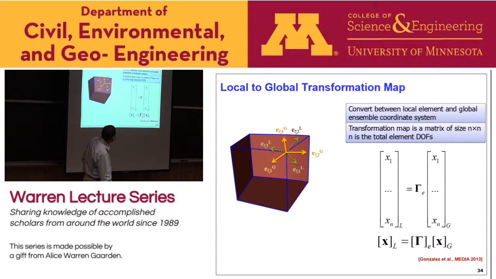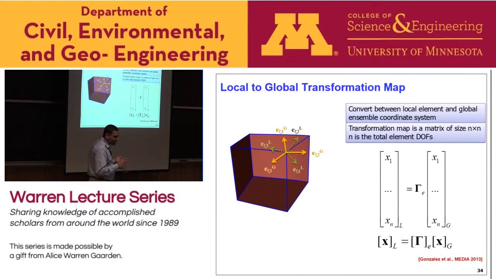So essentially all degrees of freedom, to have a unified implementation, where you take the global ensemble degrees of freedom, multiply that with this transformation map, and then you get the local element degrees of freedom. For cubic Hermites in 3D, this map turns out to be a 192 by 192 matrix, but most of the elements in this matrix are zero. It's a sparse matrix, with mainly values along the diagonal.